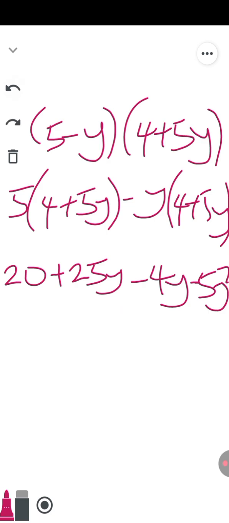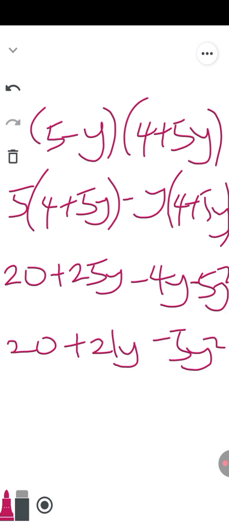So we can simplify it as 20. What is 25 minus 4? That's 21, right? That's plus 21y minus 5y squared. So that's the bracket that we've opened.